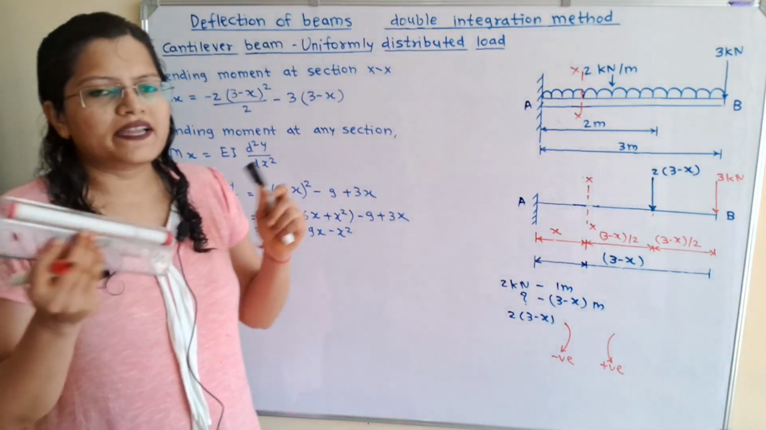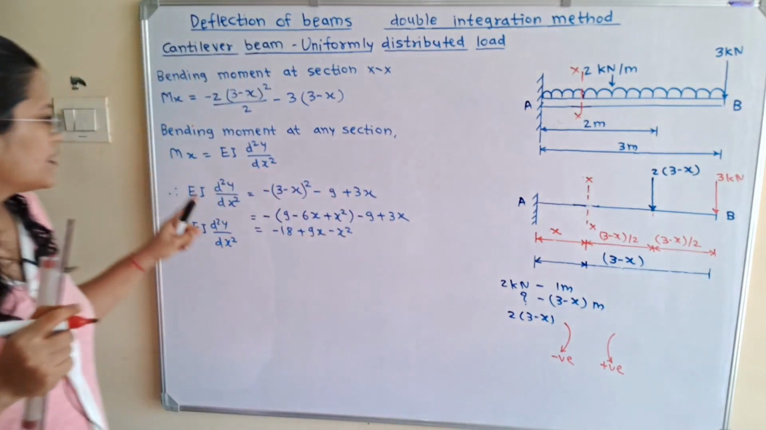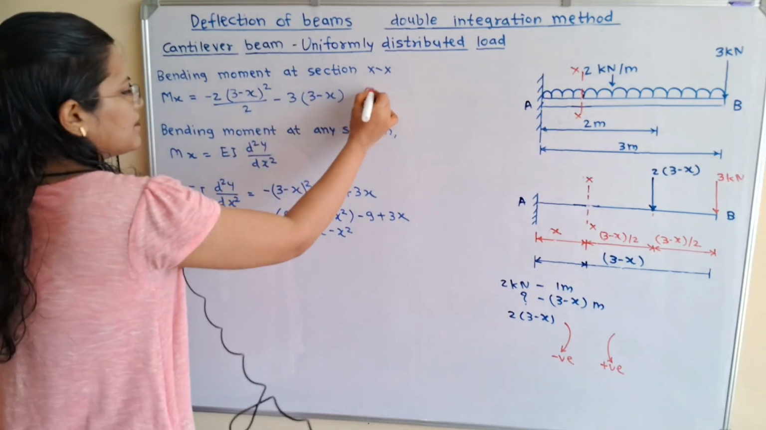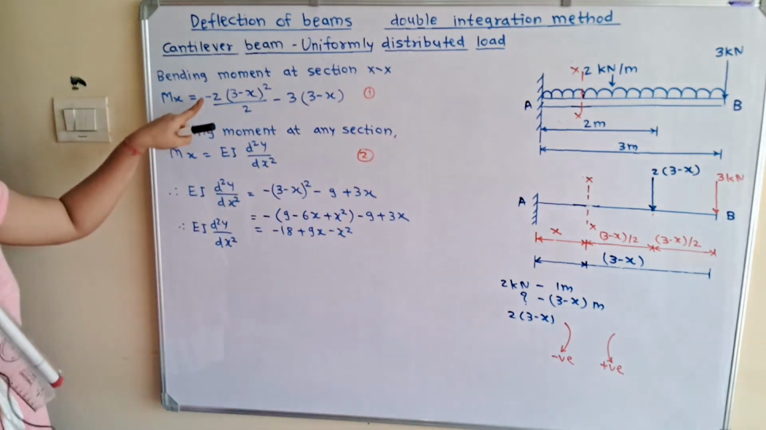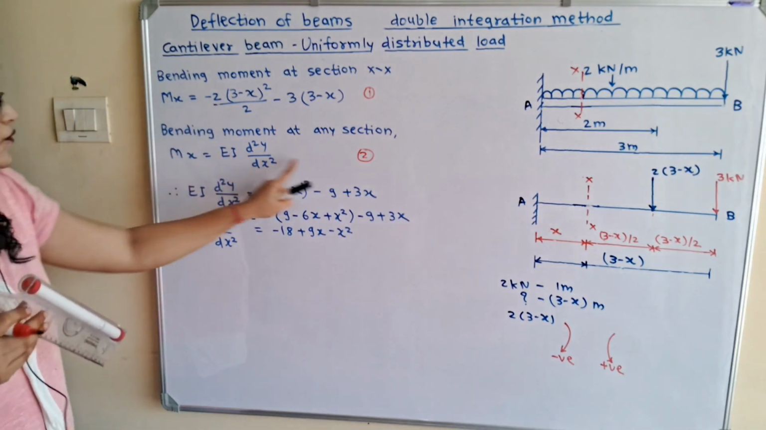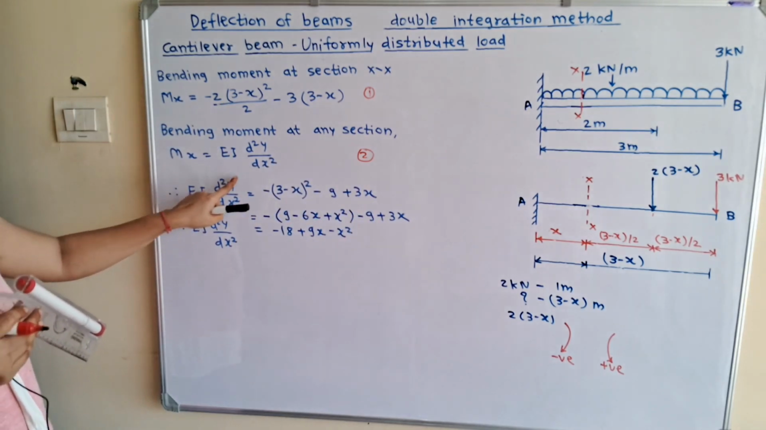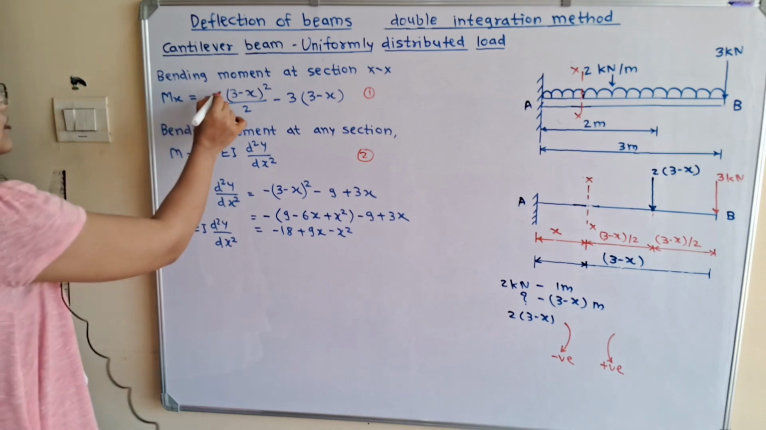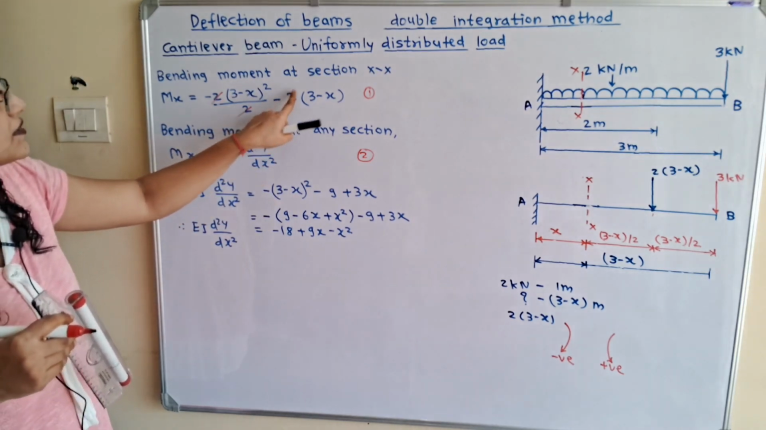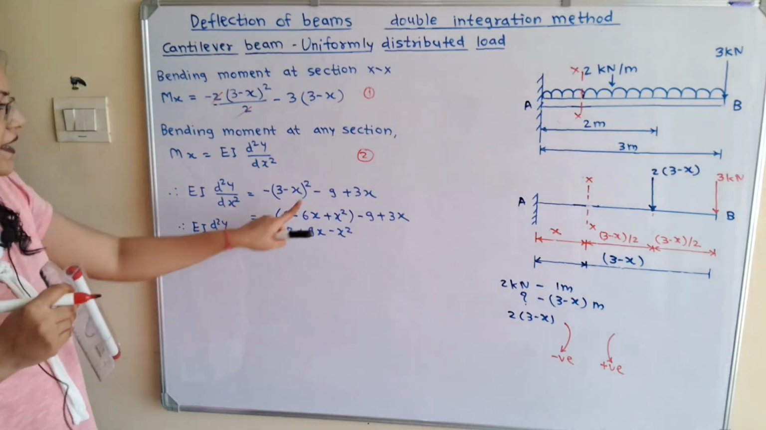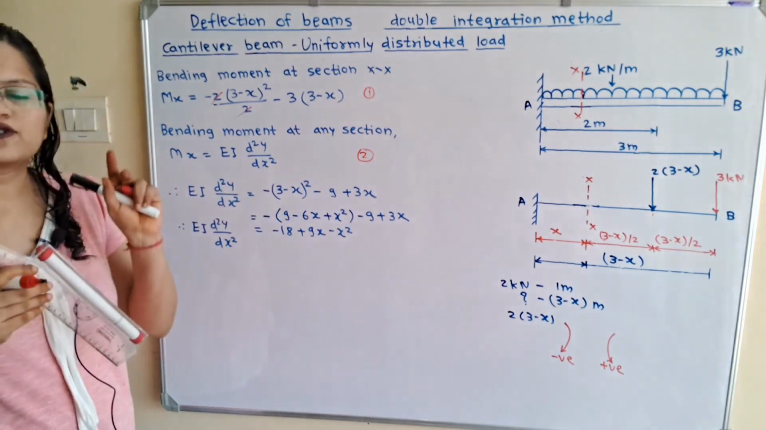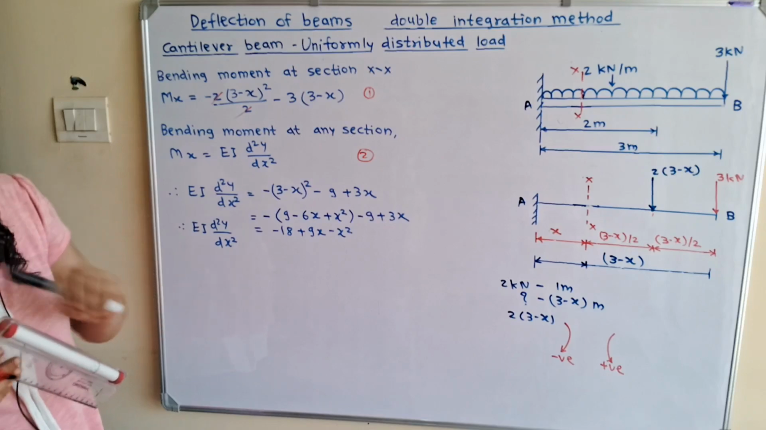Now we know that the bending moment at any section is equal to EI d square y by dx square. So suppose this is equation number 1 and this is equation number 2. Then both these equations are same. So I will equate the right hand side. So we will get the equation EI d square y by dx square is equal to, now this 2 is getting cancelled, so minus 3 minus x whole square minus, now I will multiply 3 inside the bracket, minus 9 plus 3x. Now again we will simplify this bracket. So it is a square minus 2ab plus b square.